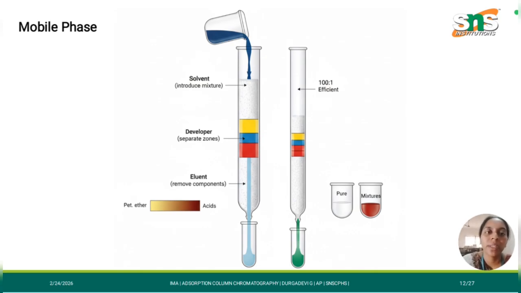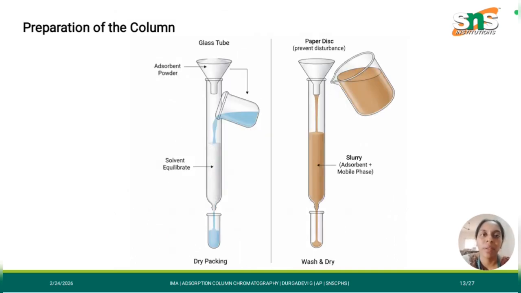The mobile phase should act as a solvent, developer as well as eluent. As a solvent, the mobile phase should be able to dissolve the mixture and carry the sample into the stationary phase. It should also act as a developer, able to separate zones. And it should act as an eluent also, because it should elute the sample solution out of the column. So these are the requirements of the mobile phase.